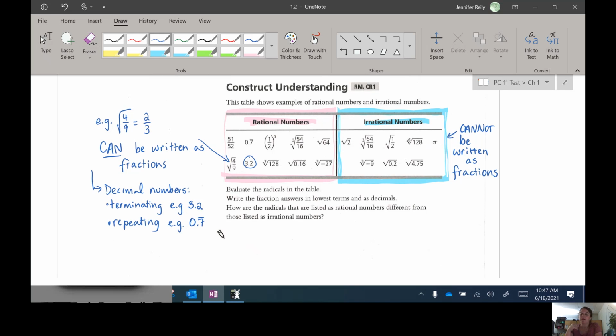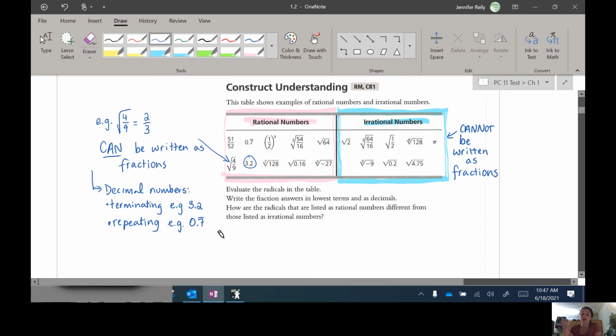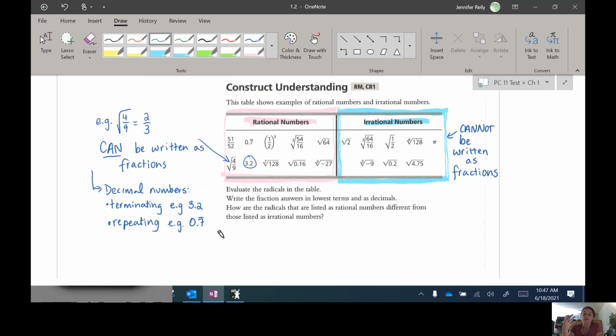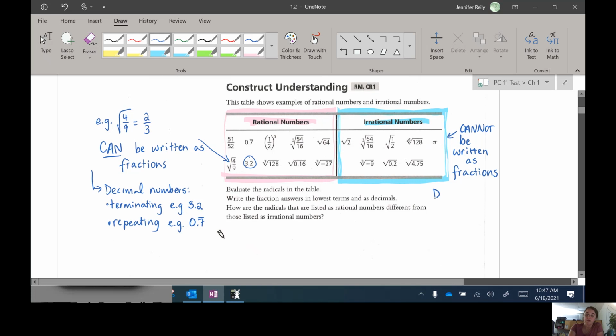Irrational numbers cannot be written as fractions. If you're looking at the decimal version of the number, it's not going to repeat and it's not going to have a pattern, and that decimal is going to go on forever. So the decimals go on forever with no pattern, no repeating pattern.